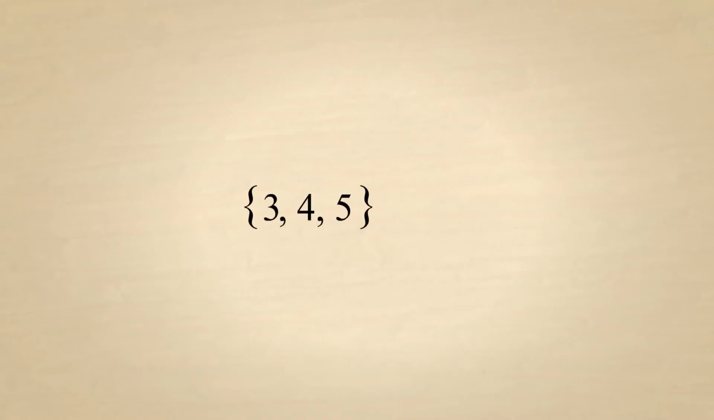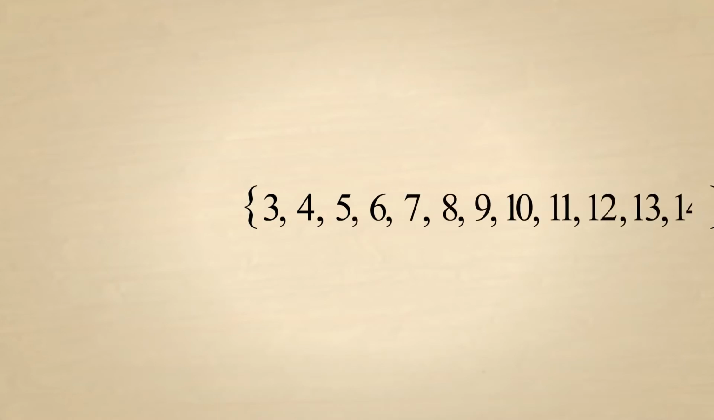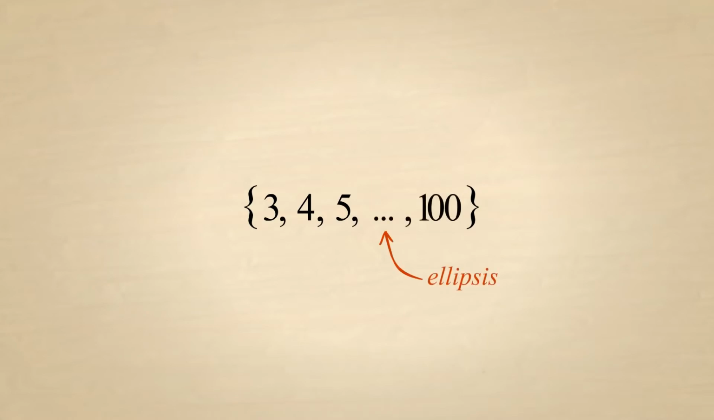For sets with lots of members, if the list of elements continues in some obvious way, an ellipsis can be used to indicate a continuation of the pattern. For example, the set of integers between 3 and 100 could be written like this. This can be very useful when specifying the membership of infinite sets.